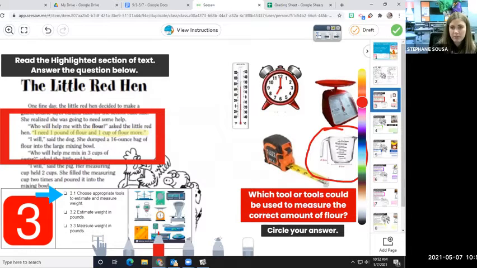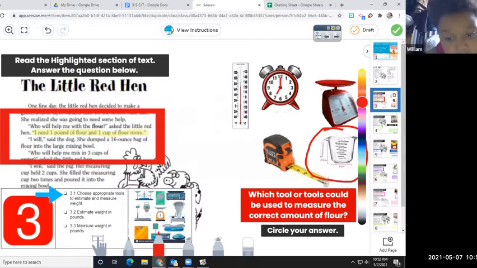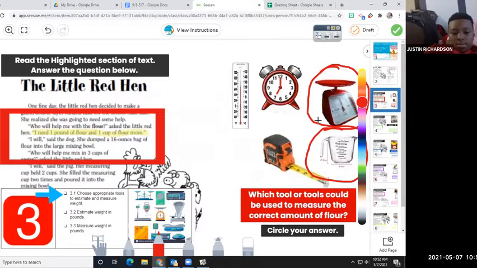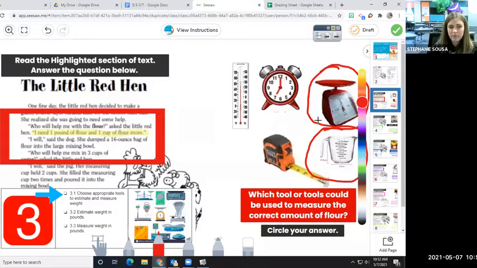What can we use to measure the pound, William? You could use the pan scale. Yes, right here. Our pan scale. This can measure out the 1 pound that is needed. All right. We have helped the little red hen get the correct amount of flour by using the correct tools. Questions on that?